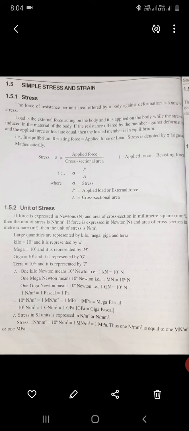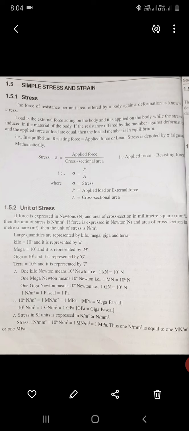It is applied on the body, while the stress is induced in the material. If the resistance offered by the member against a deformation and the applied force or load are equal, then the loaded member is in equilibrium. So the resisting force equals the applied load. Stress is denoted by sigma. Mathematically, stress sigma equals force upon cross-sectional area.